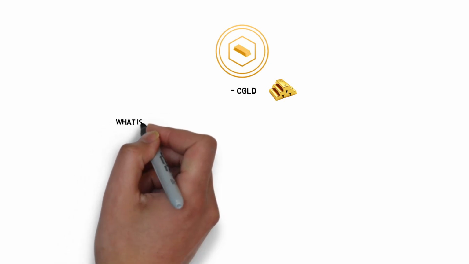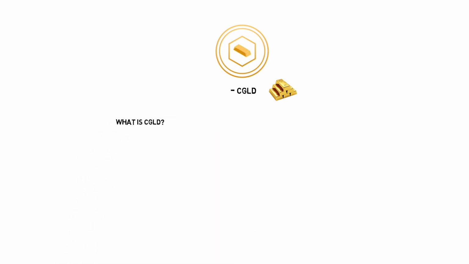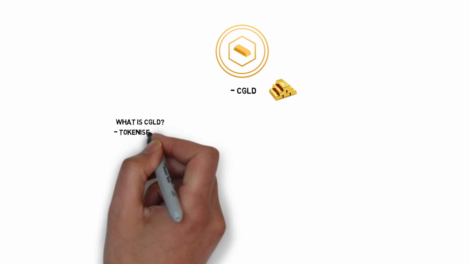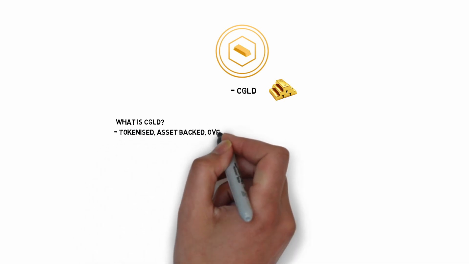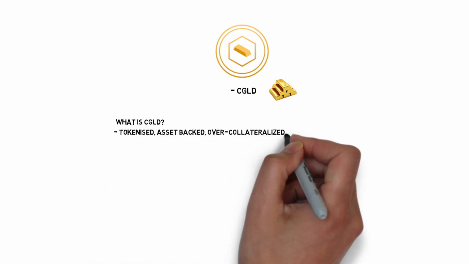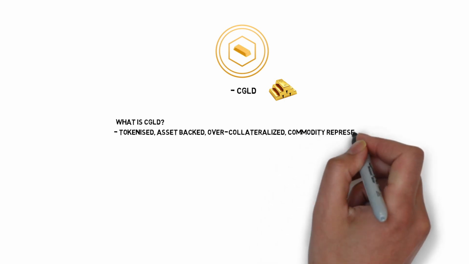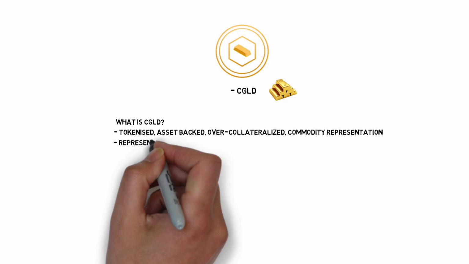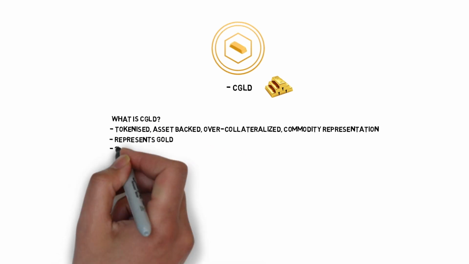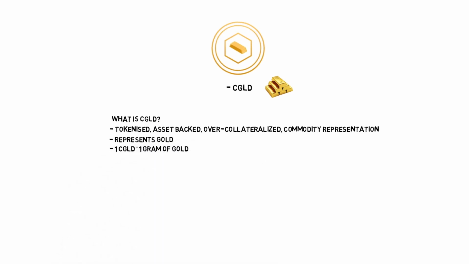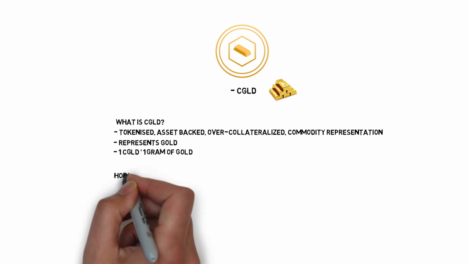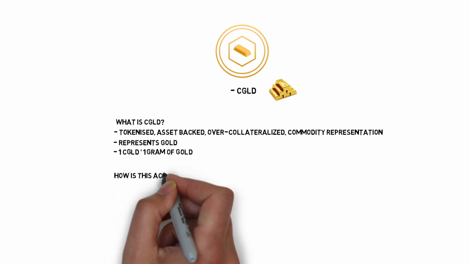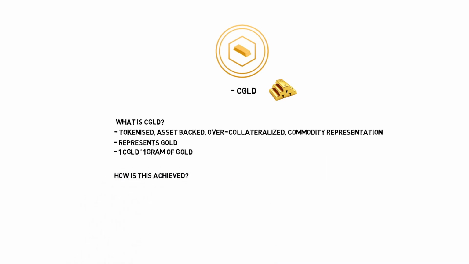So, what is C Gold or CGLD? Well, it is a tokenized asset-backed over-collateralized commodity representation. I know those are a lot of words, but stick with me. The CGLD token represents the gold commodity, and one CGLD will always be equal to 1 gram of gold. But you may be thinking, how would collective finance achieve this?